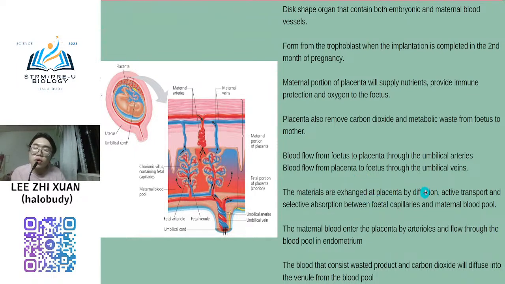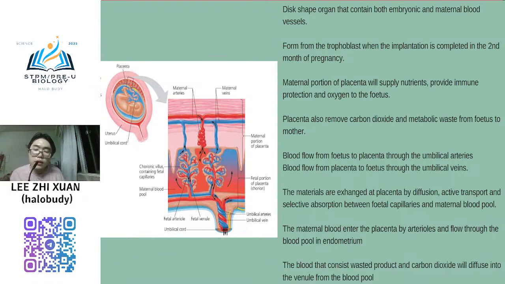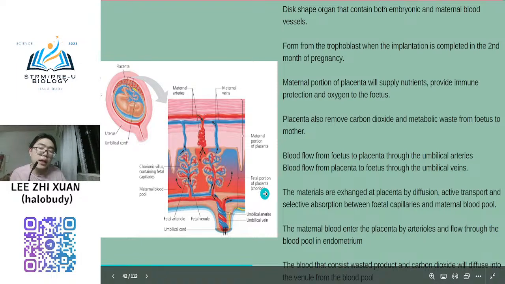And also, the material exchange like diffusion and transport can occur between these blood capillaries. The maternal blood will enter the placenta by arterioles and flow through the blood pool in the endometrium. And then the waste product will diffuse into the venule from the blood pool. Okay, so this is the general structure of the placenta.